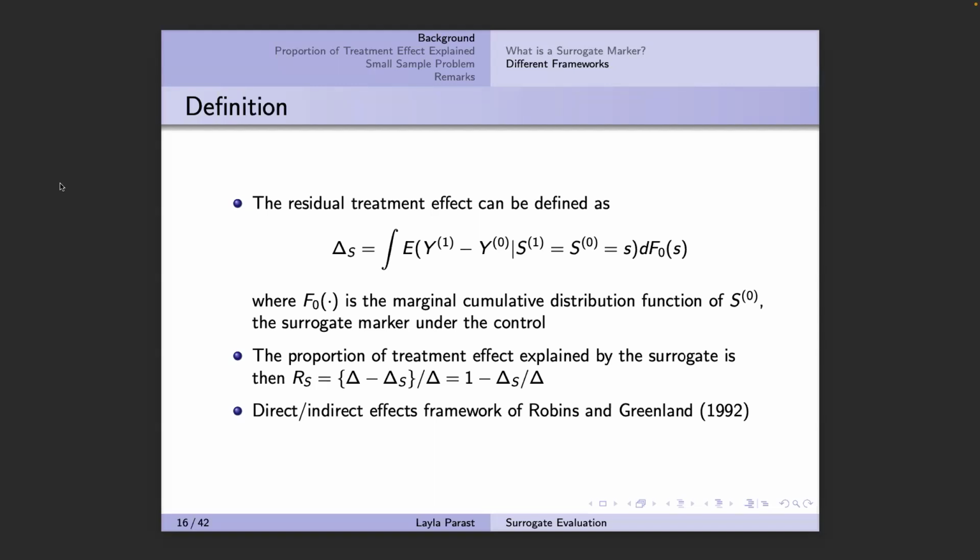Wang and Taylor proposed this whole approach. Their estimation of delta S is model-based. So they propose parametric models where you specify models for Y given S and the treatment group. But those models can be very flexible. You can show that if you specify some very simple models, this RS will equal the Friedman RS. So if there's no interaction and everything's linear and simple and the models hold, they will be equal.